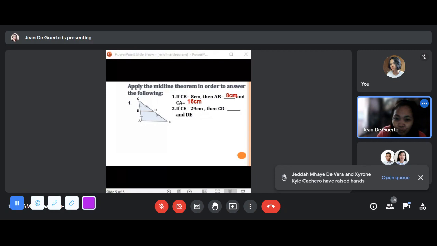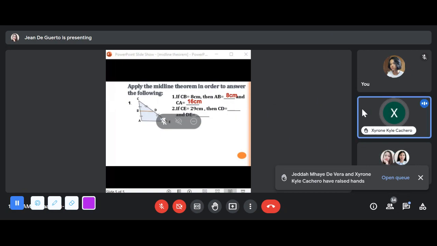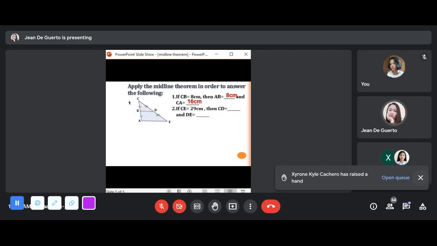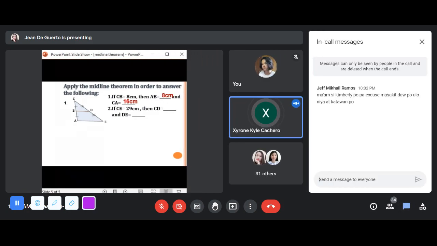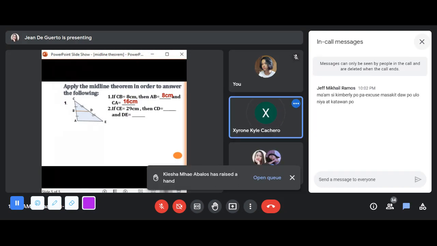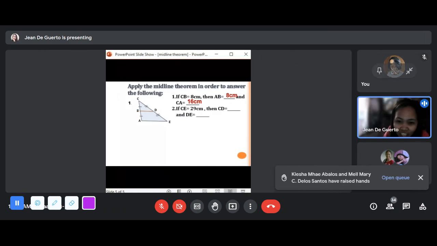Number 2, Cyrone. Ma'am, CD is 18.5. Ay, 19.5. Then DE is 18.5 also, ma'am. Come again? Ma'am, 18.5. Ay, 19.5 pala. Which is it really? Ma'am, 19.5 po. Okay, Kisha.